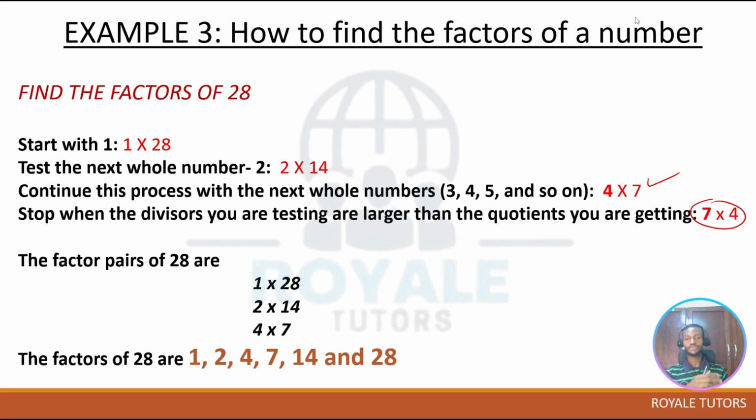So the factors of 28, deriving it from your factor pairs, you would have 1, 2, 4, 7, 14, and 28. And these are generated from our factor pairs.